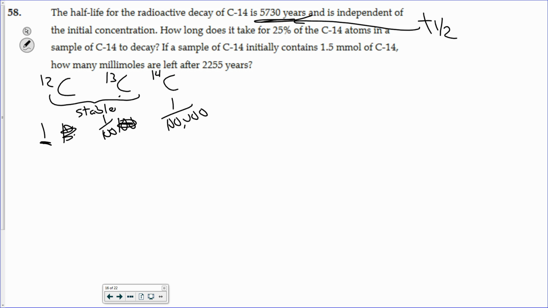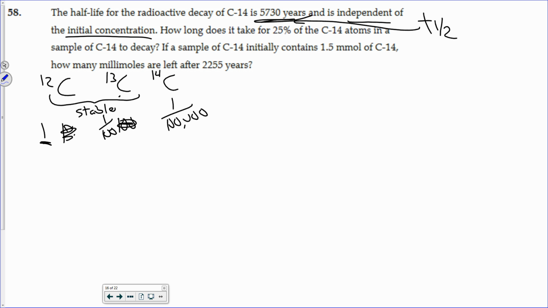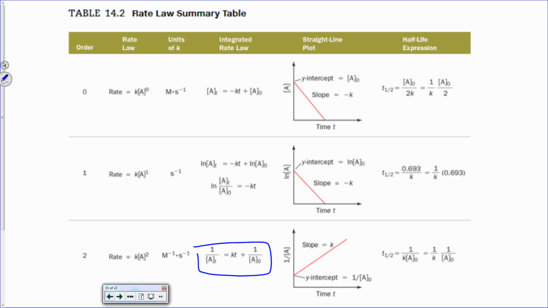Okay, so it tells us that the half-life is independent of concentration. Now, there's only one of the types of reactions where the half-life is independent of concentration. Which one is that? So I'm going to go back to our page. Zero order does depend on concentration. Second order depends on concentration. The fact that it tells us that tells us that it's got to be a first order. So it's not a second order, it's not a zero order, it's got to be a first order.